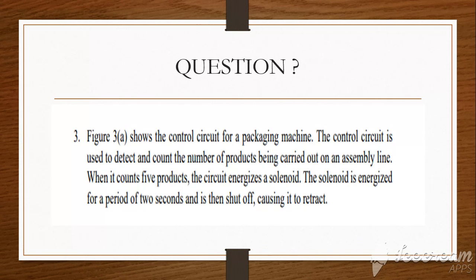So what is our question? Our question is: the control circuit is used to detect and count the number of products being carried on an assembly line. It counts 5 products. The circuit energizes a solenoid. The solenoid is energized for a period of 2 seconds and is then shut off, causing it to retract.